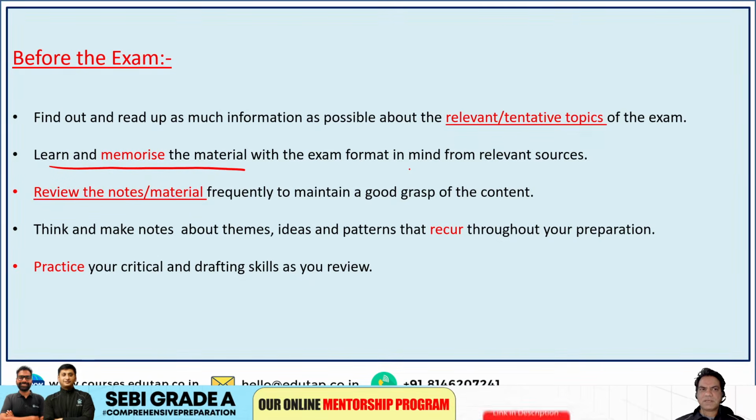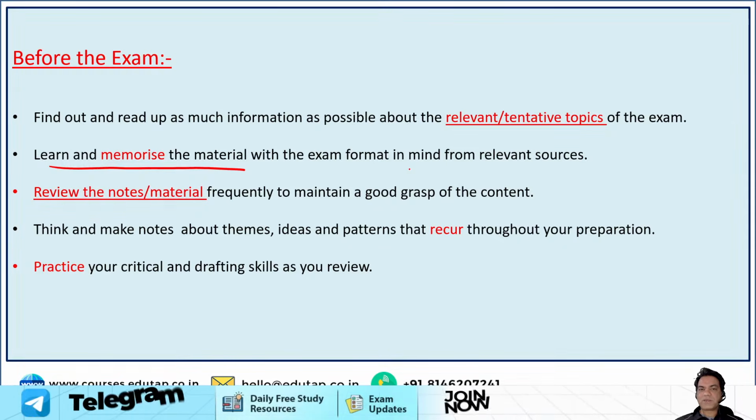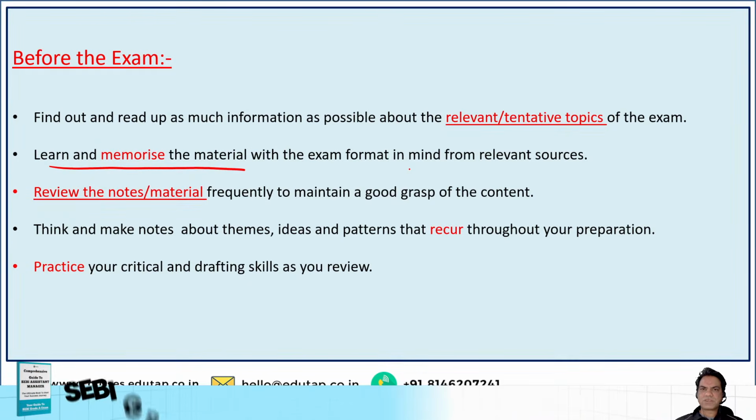For example, if you know the projection of next year GDP, right? According to IMF, it is 7.2, or according to RBI, it ranges between 7.2 to 7.4. Now, if you know that data point, you can use it in any topic that is related to economy, economic and social issues, related to any generic topic out there.